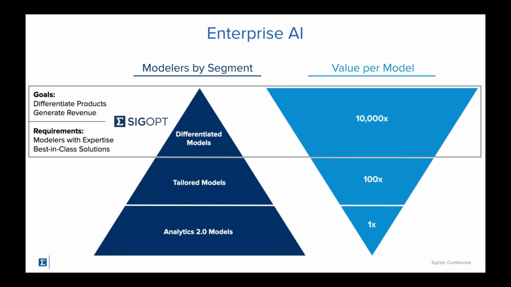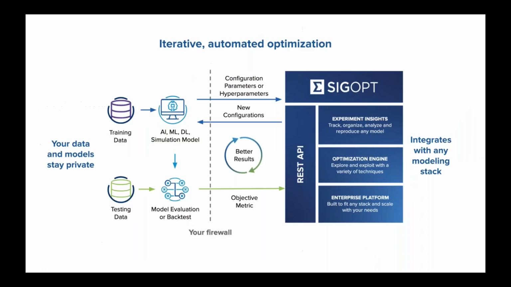And for these differentiated models, whether that's a recommendation engine at a streaming service, a trading strategy at an algorithmic trading firm, a fraud detection system at a credit card company, these things require differentiated modeling. And we're going to be focusing on how we can really make an impact there.